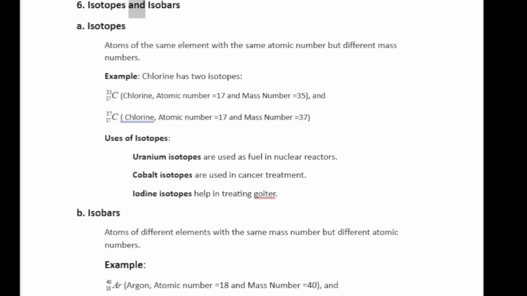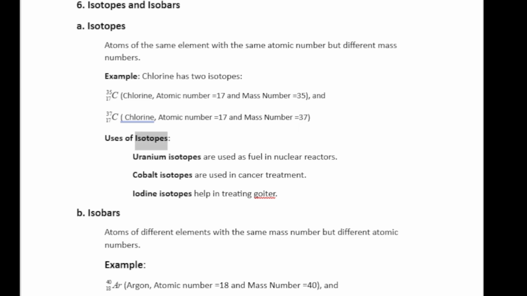6. Isotopes and isobars. Isotopes: atoms of the same element with the same atomic number but different mass numbers. Example, chlorine has 2 isotopes. Chlorine, atomic number is equal to 17 and mass number is equal to 35, and chlorine, atomic number is equal to 17 and mass number is equal to 37.